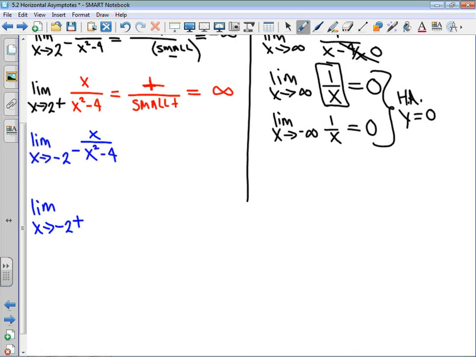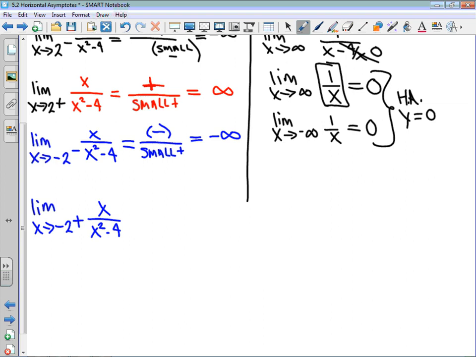This is equal to, okay, really importantly, -2 from the left, you're looking at -2.1. Well, -2.1 is negative, so the numerator is negative. If I take -2.1 and I square it, I get a positive number slightly larger than 4. So this would be a small positive value, which means the function goes to negative infinity as we approach -2 from the left. As we approach -2 from the right, so -1.9, the numerator is still negative.